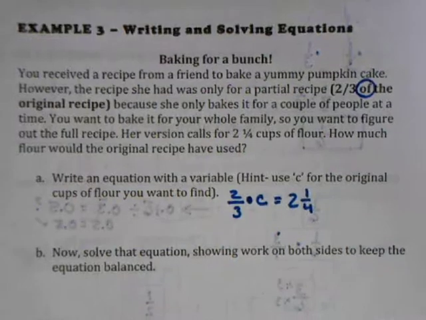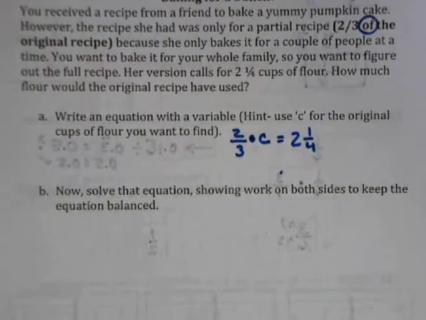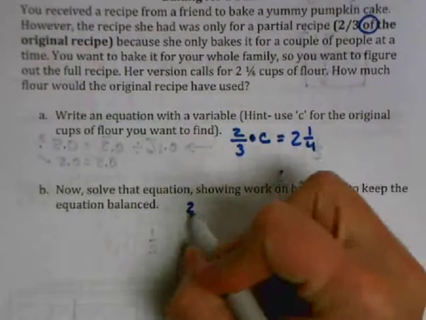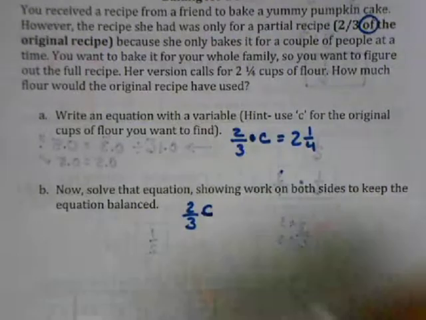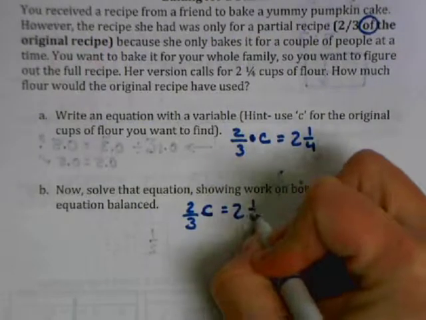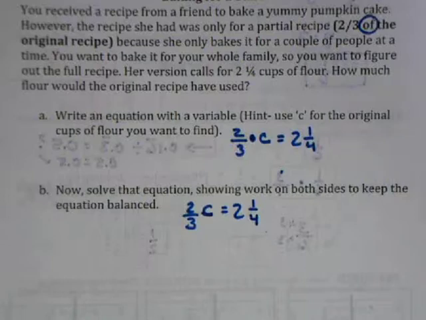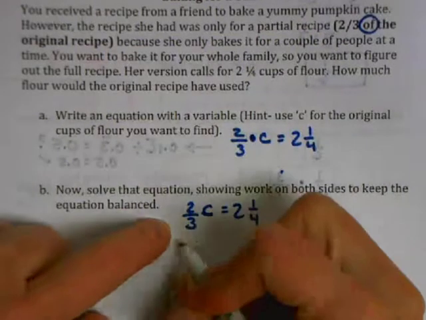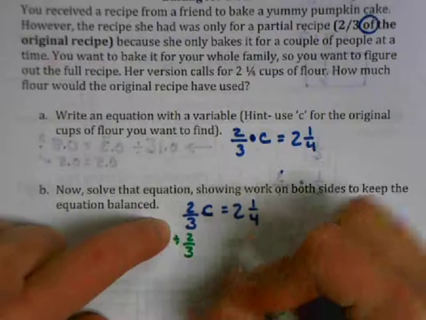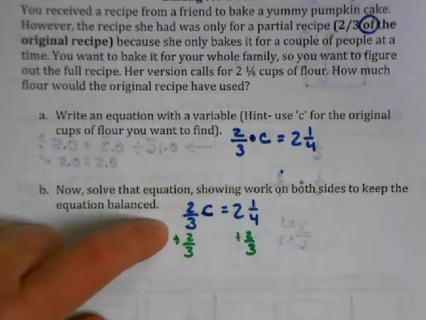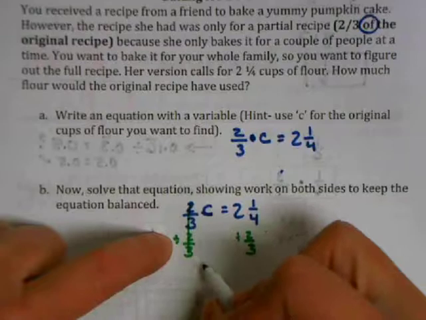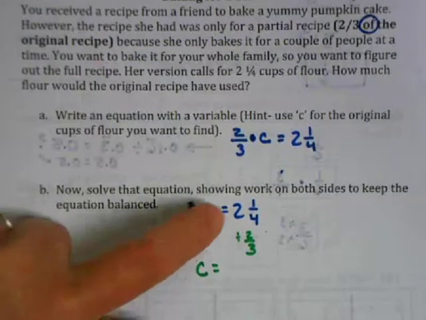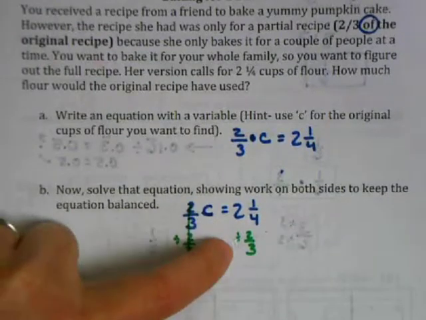So there's our equation. Can we solve something like that? Sure, we've been doing that. I'll write it down here again. 2/3 times C. Do I really need the times? Could I just put C? Yeah, equals 2 1/4. So if I am going to solve this, that means I need to get rid of what? 2/3 times. So I'm going to divide both sides by 2/3. 2/3 divided by 2/3. Bye-bye. Leaves me with 1C. This one, 2 1/4 divided by 2/3.